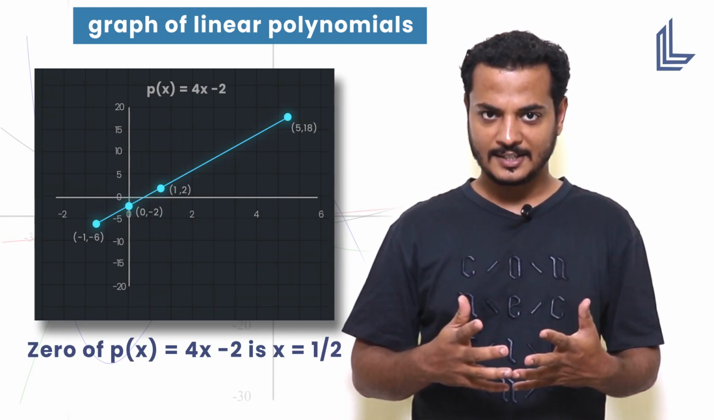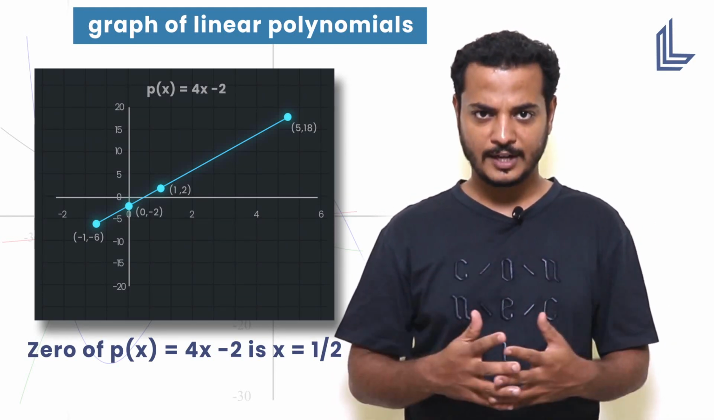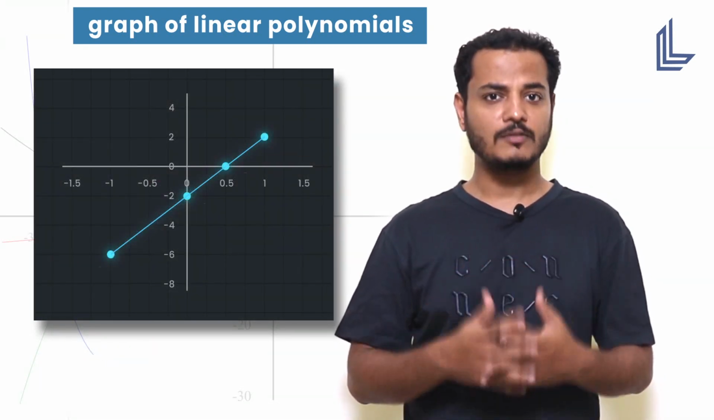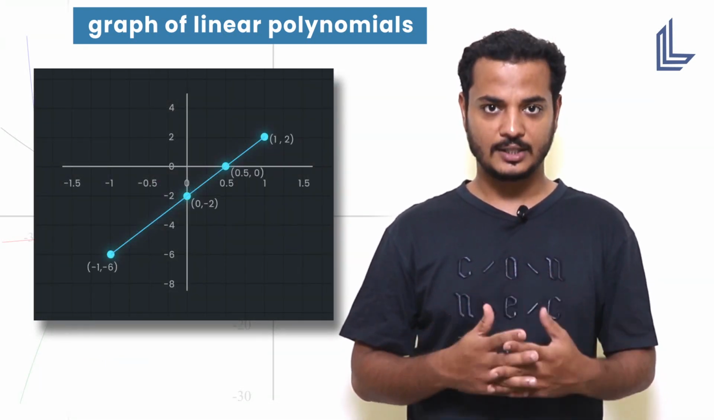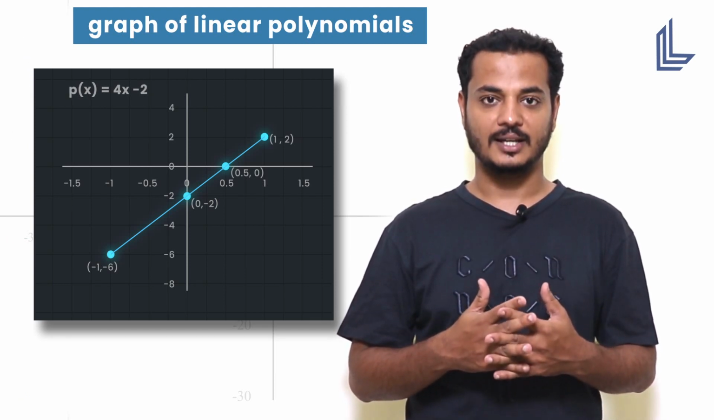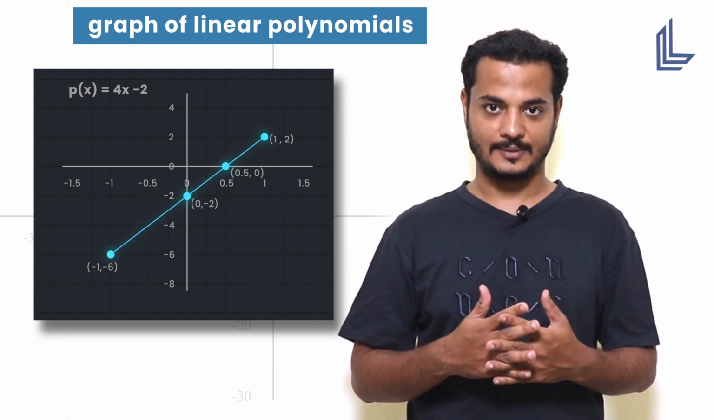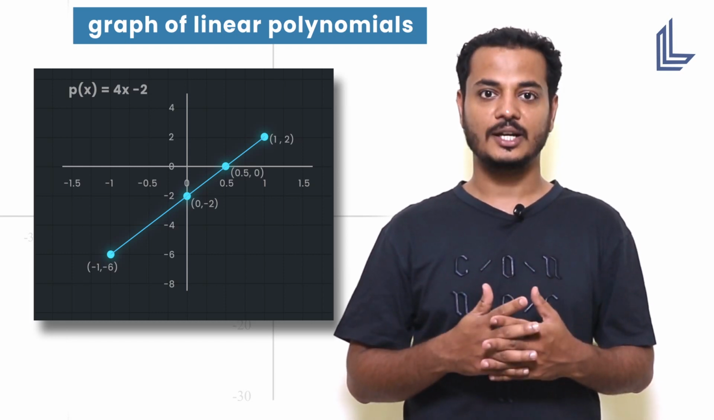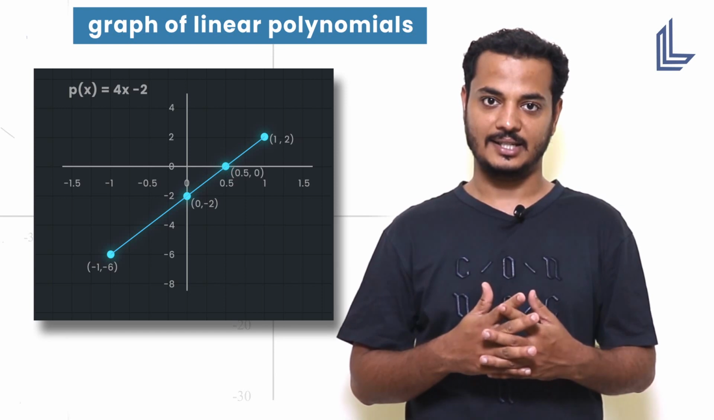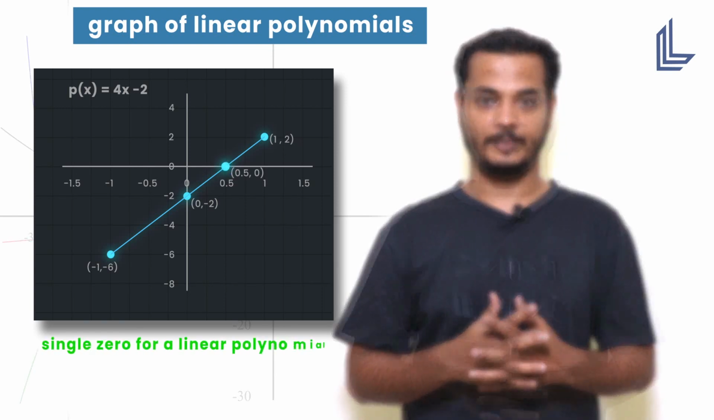So let's understand this clearly once again. How do we find the 0 of a linear polynomial? By looking at the graph. All we have to do here is to look at the graph and see at what point the line crosses the x-axis. The x-coordinate of this point where the line intersects the x-axis is the 0 of the polynomial.